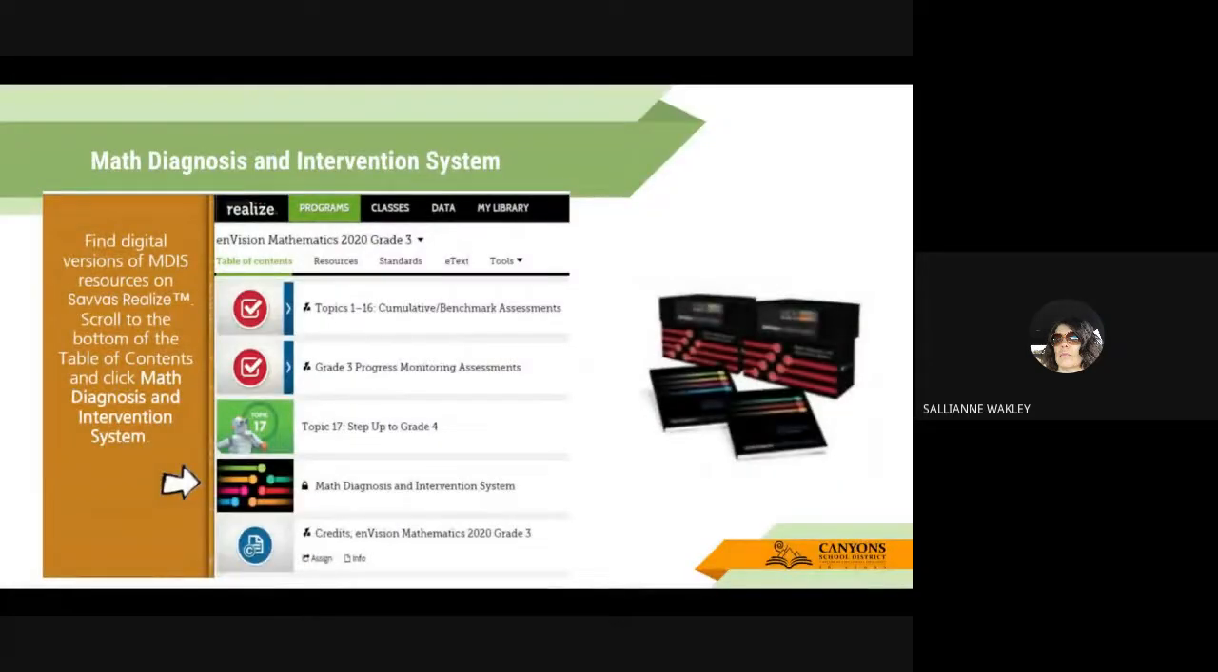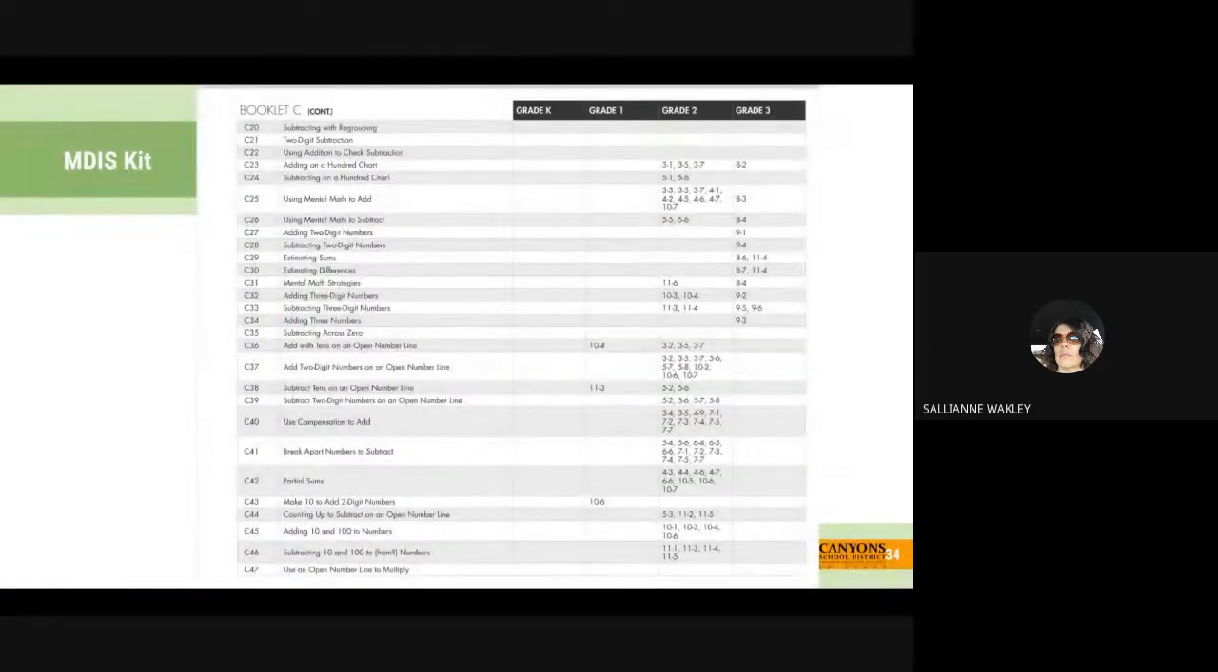Another great piece that we have in Envision is the Math Diagnostic and Intervention System. I have it there on the left, you can find it digitally, or on the right, you see the black and red boxes. And you can use these whether you're looking for skills or standards. So remember the Math Diagnostic and Intervention System is found both in your digital pieces as well as your print pieces. And on the next slide, you notice that you can parse it out by skills.